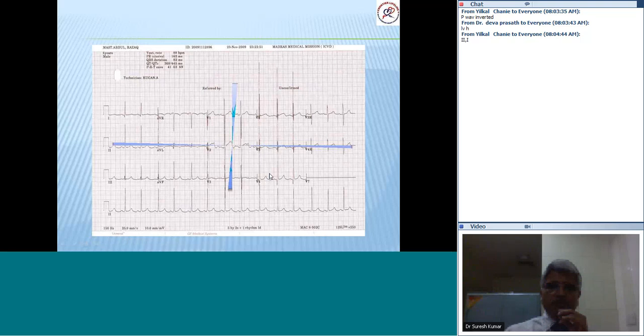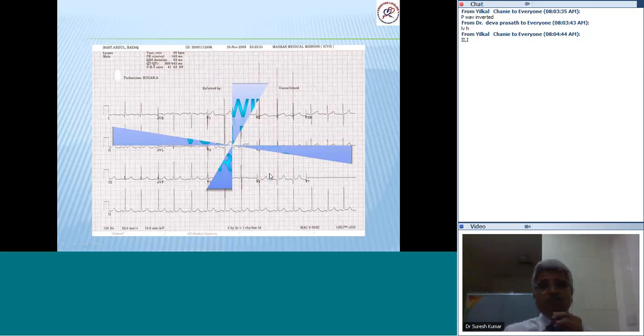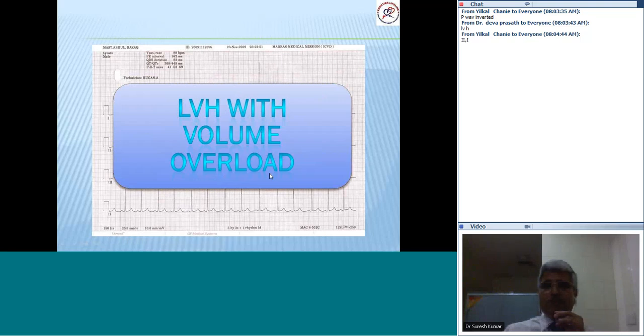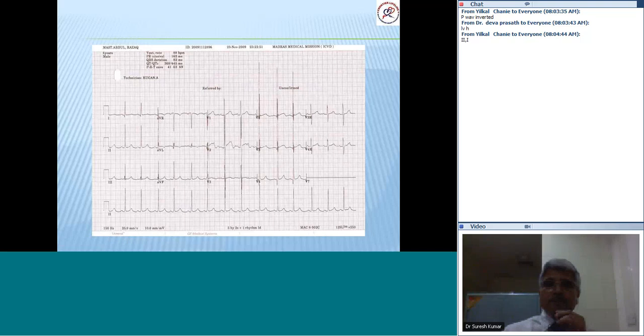All that it showed was LVH with volume overload. Why didn't any of you point it out? Look at that R wave in V5 V6 and the Q in V5 V6 and the height of the R wave in V5 V6. We're going to come back and tell you in detail about diagnosing LVH and RVH.